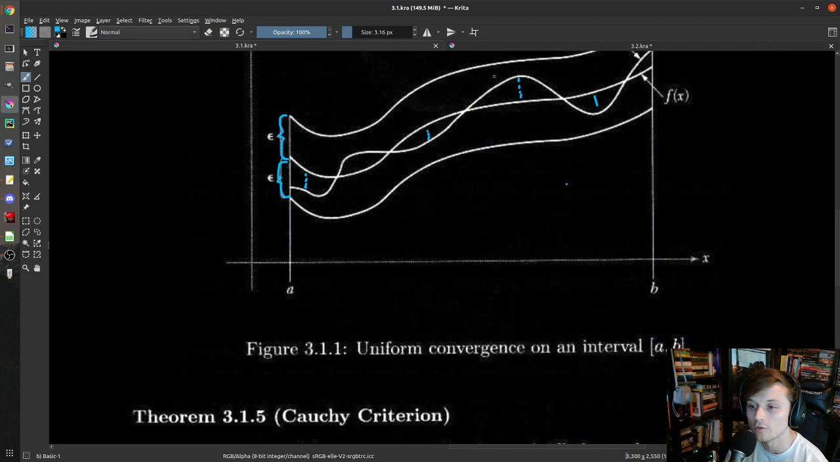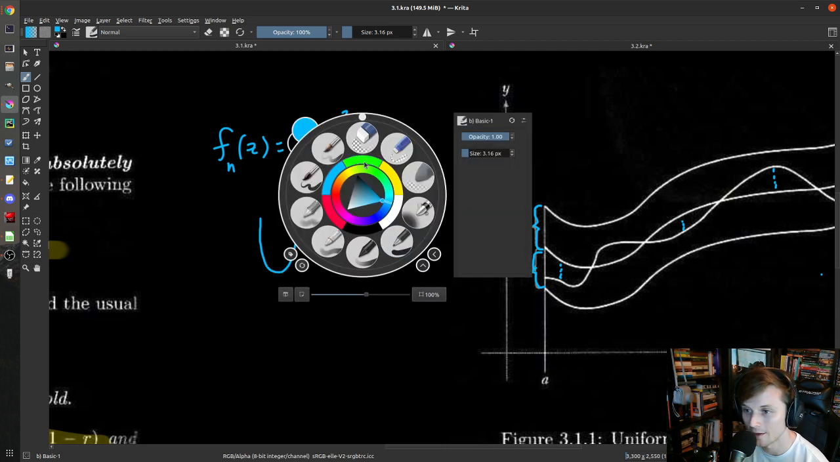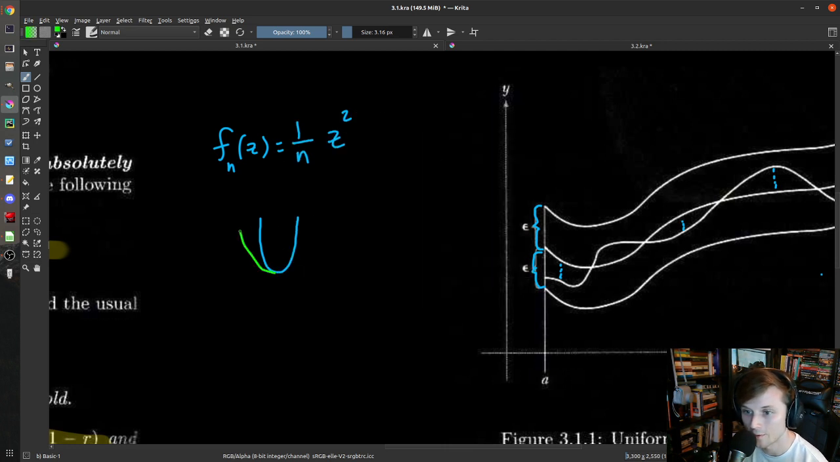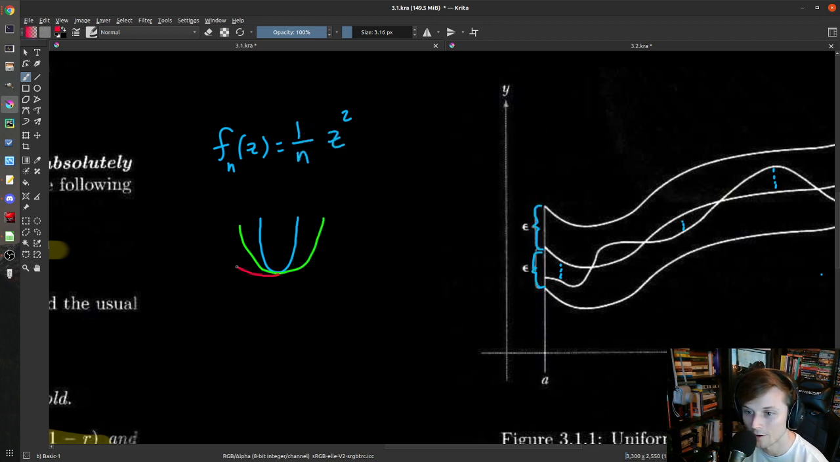This is as opposed to something like, let me draw a little picture. Say you had something like f_n of z is something like 1 over n z squared. That's a bad 2. So you can think of these like we've got a parabola, and then you kind of widen out a little bit, and then you widen out some more, and more and more and more, and so on, right?